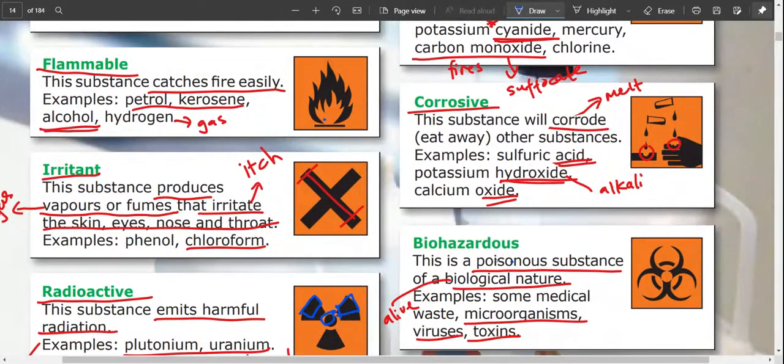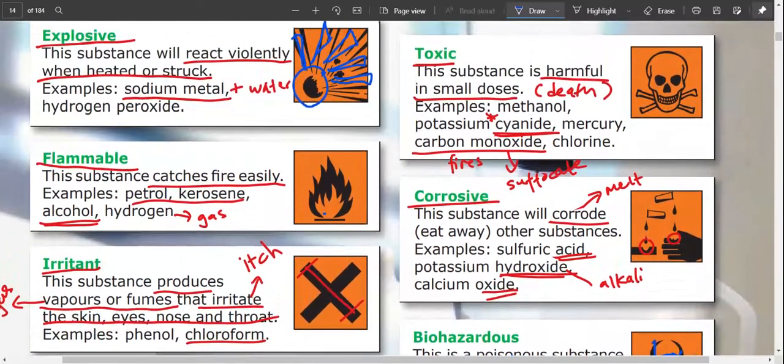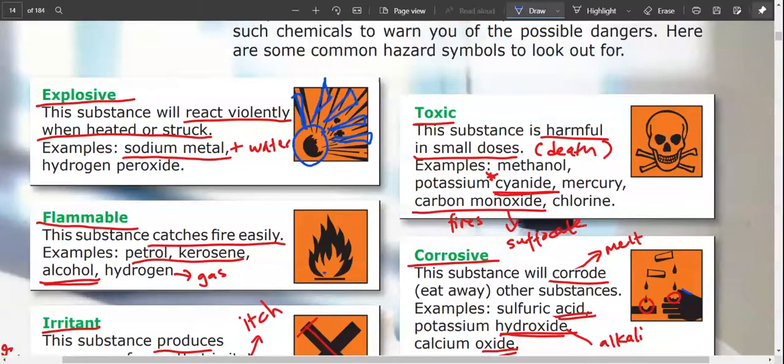Biohazard is a poisonous substance of biological nature. It means that it is alive. The symbol is three C shapes and then a circle like that. An example could be viruses or any microorganism that can lead to danger. Corrosive means any substance that corrodes, for example different kinds of acid or alkali, and the symbol is usually demonstrated by a hand or object melting as you pour a liquid. Toxic substances are harmful in small doses. It means it can cause death, so the symbol here is a skull.